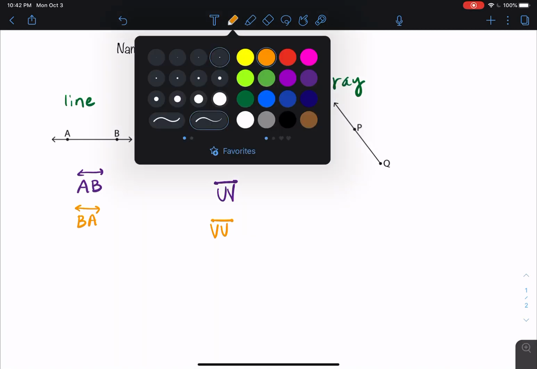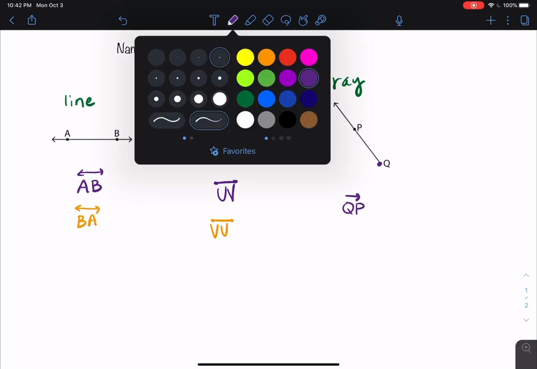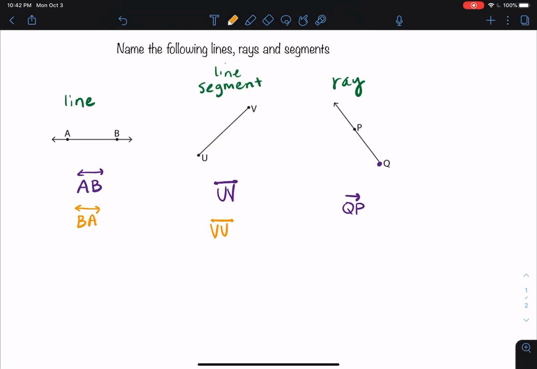Now for a ray, it's going to be very similar. The only thing we need to keep in mind is that the endpoint is Q. So for example, if I'm writing this as ray QP on top of those 2 letters, we need to make sure the endpoint is on top of Q and the arrow extends in the direction of P, just like it is in the diagram. And if I were to switch these letters and write ray PQ, the ray would have to just face toward the left to make sure that the endpoint is still over point Q.